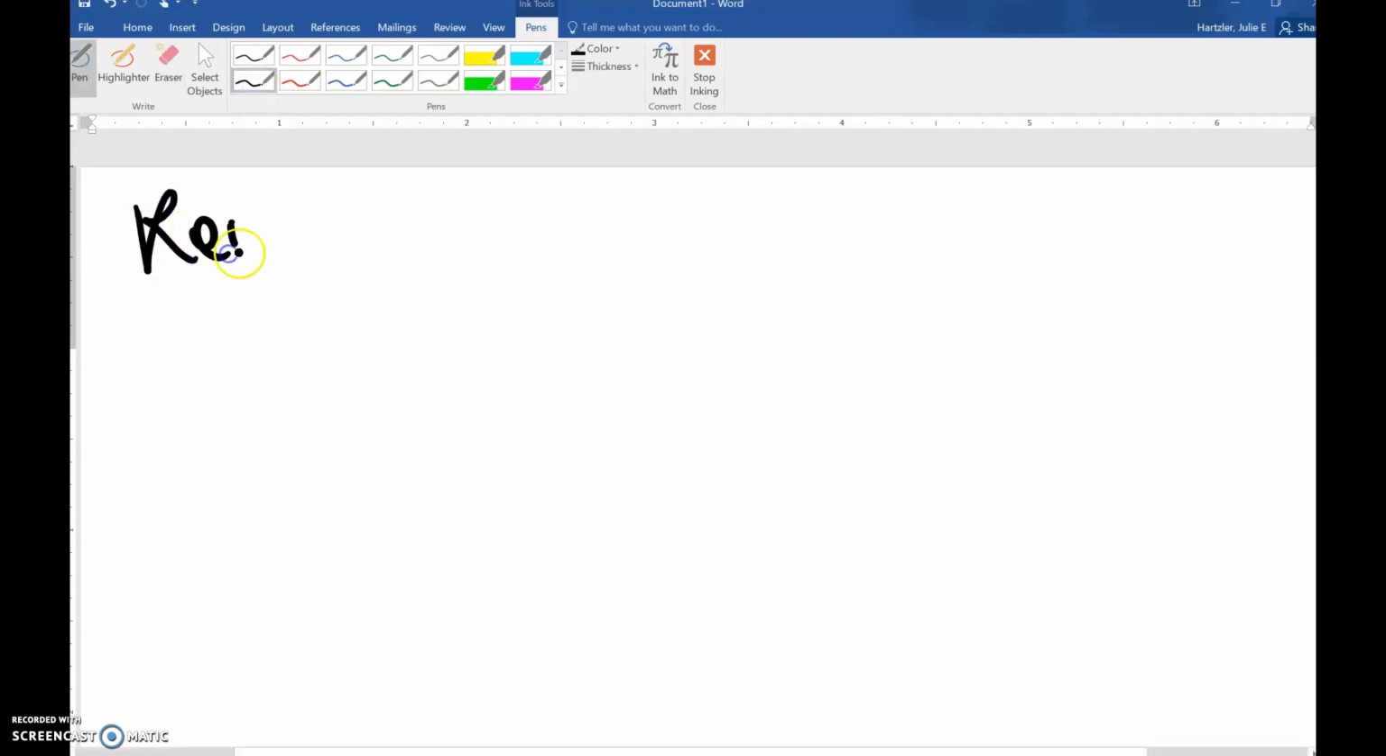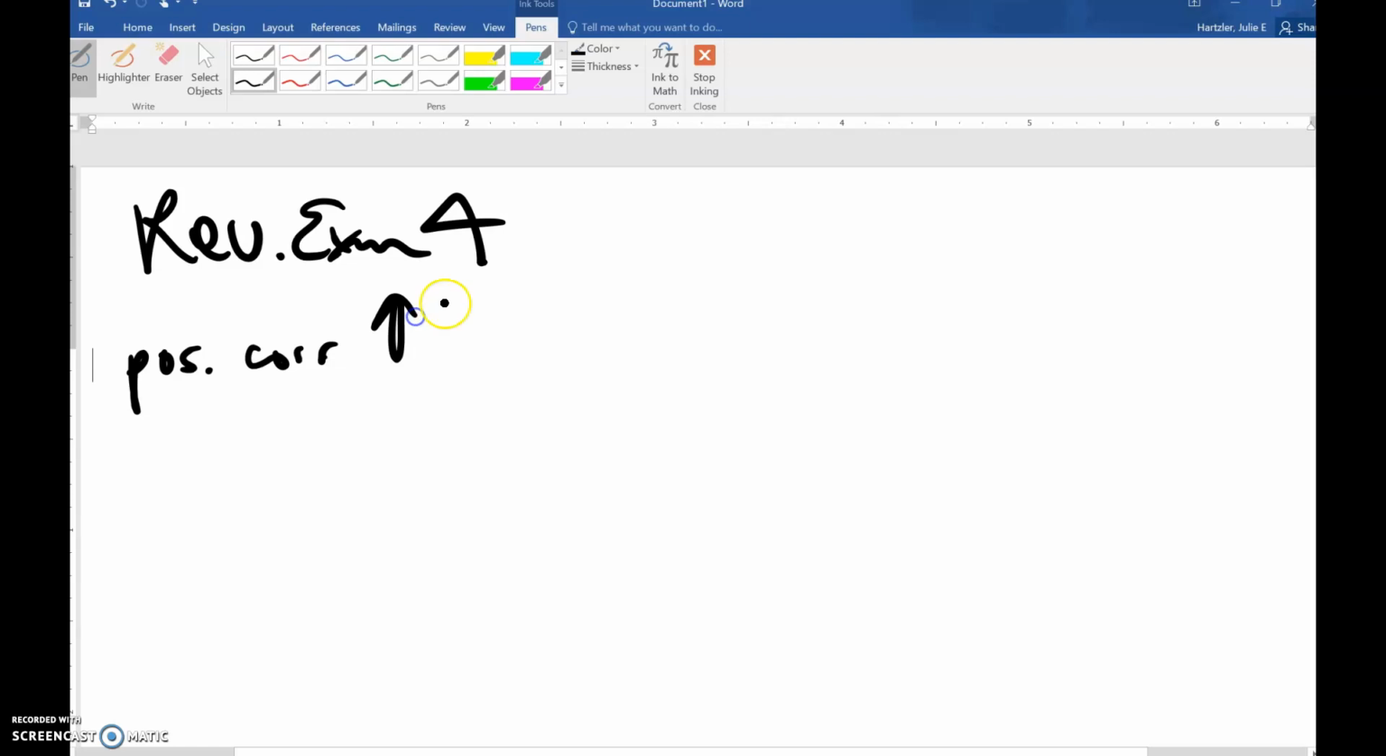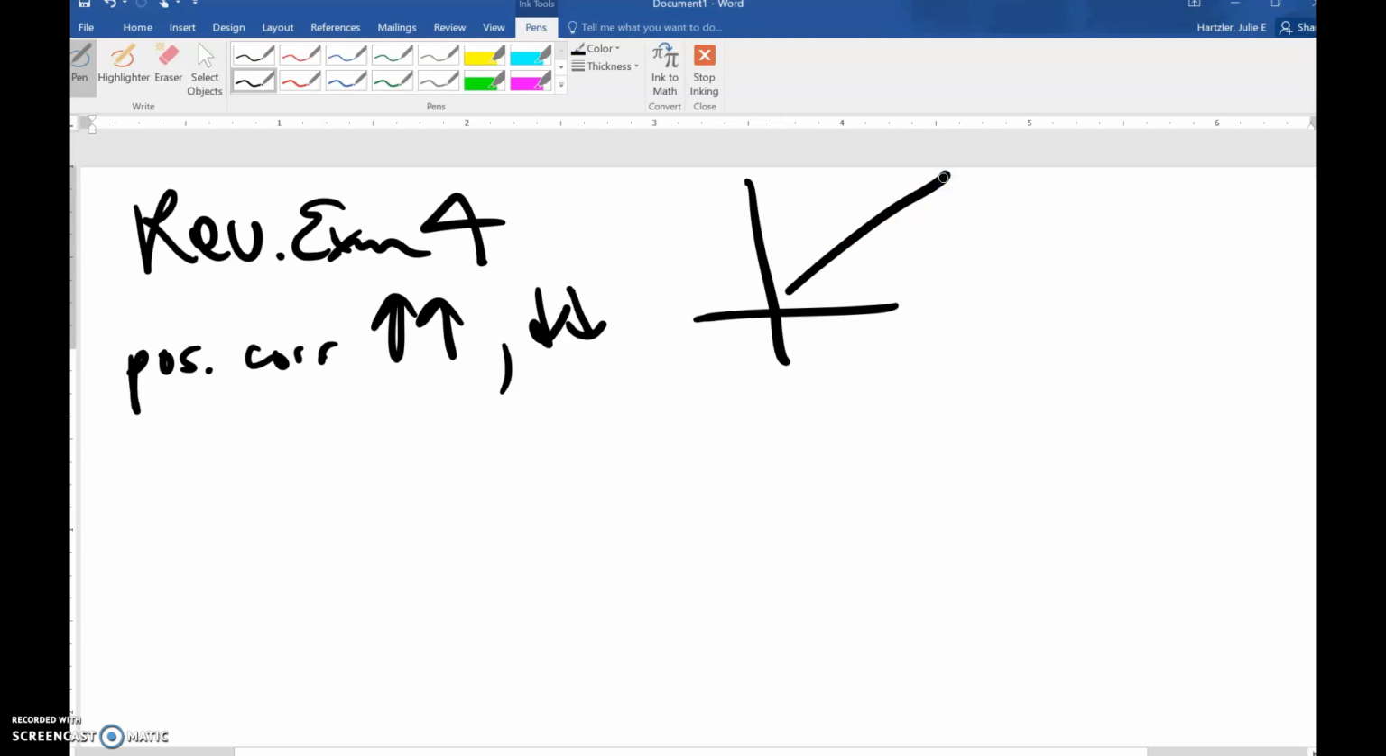Right, so we're going to go ahead and review for exam 4 here. A positive correlation is when they agree, like they both go up or they both go down. If you graphed it, it would look like a positive slope. So maybe the more times I speed, the more speeding tickets I get. That would be a positive correlation. So as one goes up, the other one goes up.